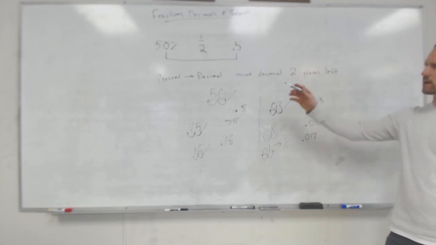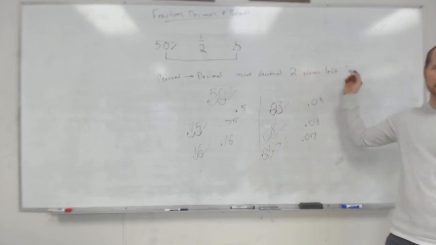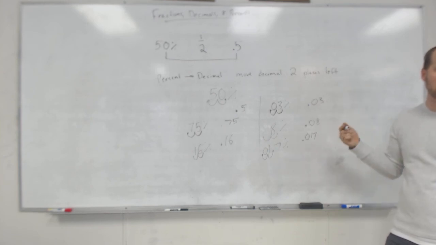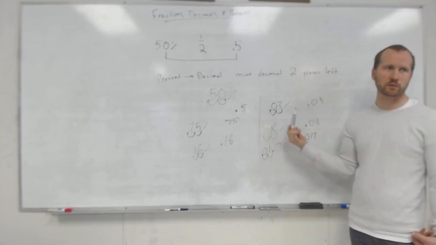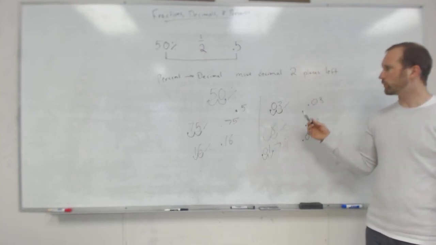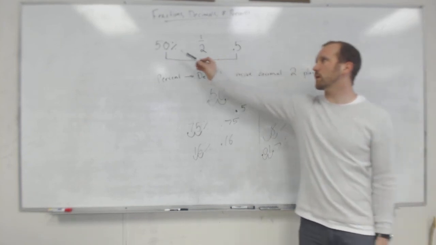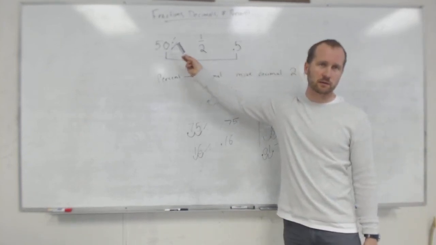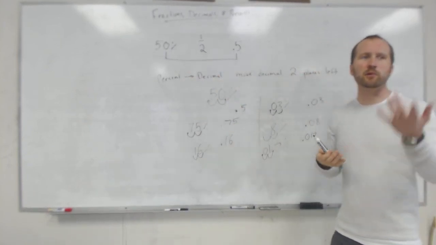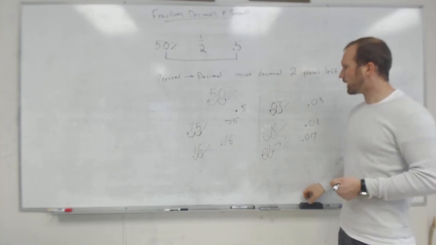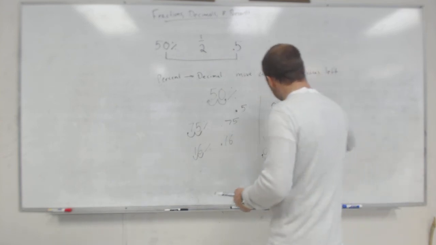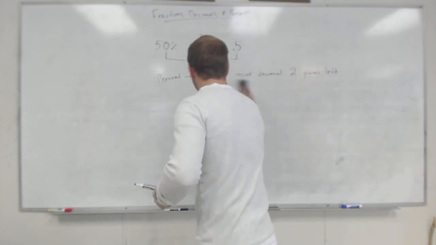So just remember, percent to decimal, 2 places left. Percent to decimal, 2 places left. The decimal is always going to look smaller than the percent, right? Like 0.5 looks smaller than 50%. But it's technically the same number. Yeah. What if you're converting a decimal to percent? Would you just move 2 to the right? Exactly. Nice. That's exactly what we're going to do next.